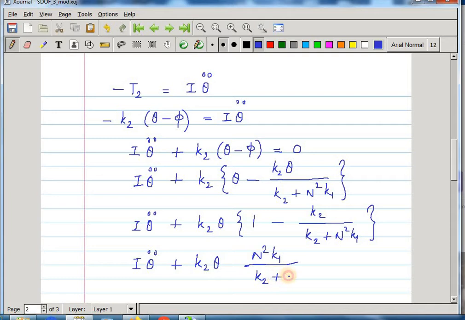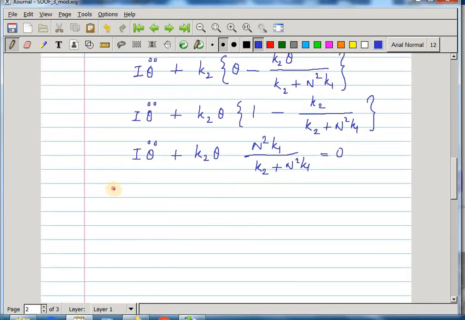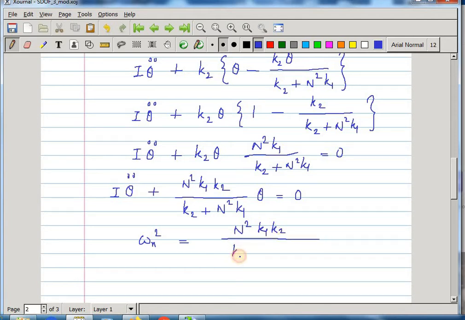Or here, I theta double dot plus n square k1 k2 by k2 plus n square k1 theta equal to 0, and omega n square is equal to n square k1 k2 by k2 plus n square k1, and here I. So this is the natural frequency square.